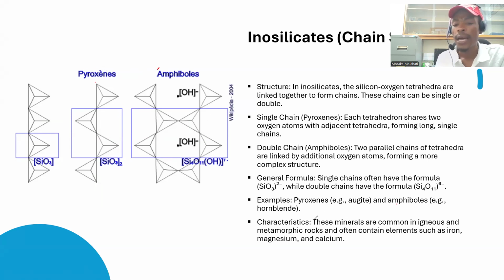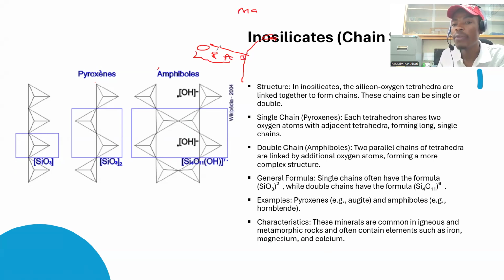And now, these minerals are common in igneous and metamorphic rocks and often contain elements such as iron, magnesium, and calcium. We are not surprised that from the Bowen's reaction series, the calcium one, then old people are boring: olivines, pyroxenes, and amphiboles. Okay, so these are basically mafics.